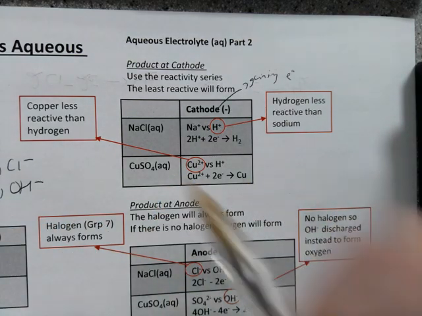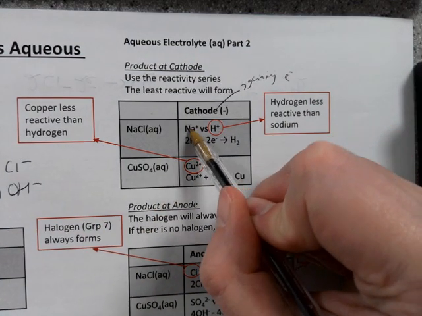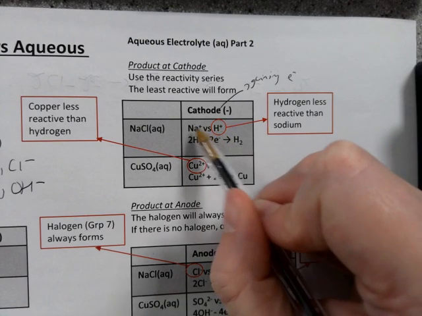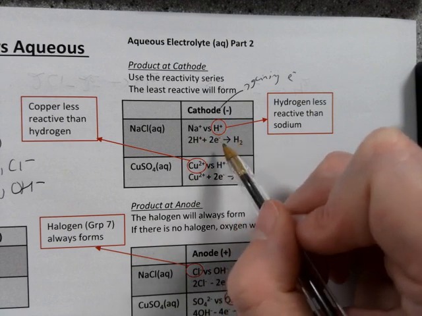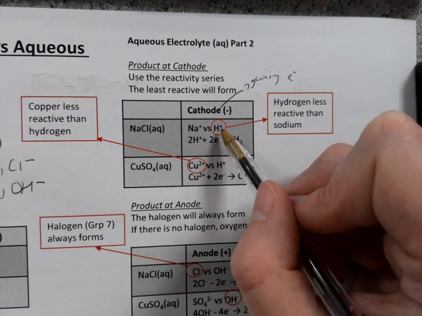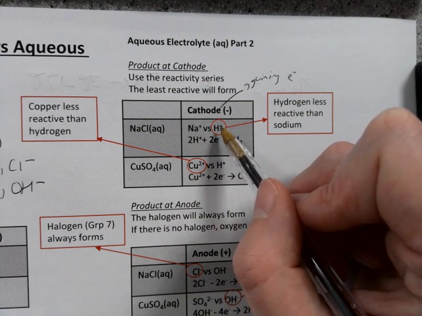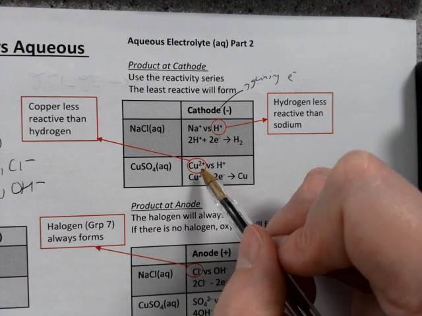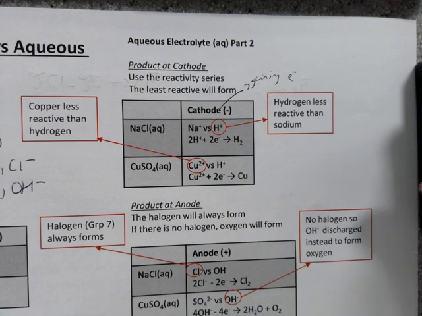So anytime it's aqueous, you will have a metal and you will have hydrogen. Whichever is less reactive is the one you write the reduction equation for. In most cases, it's going to be hydrogen. It's less reactive than most of your metals, but copper is less reactive, and that's going to be your exception. If you had copper or silver, they're the ones that are going to form.